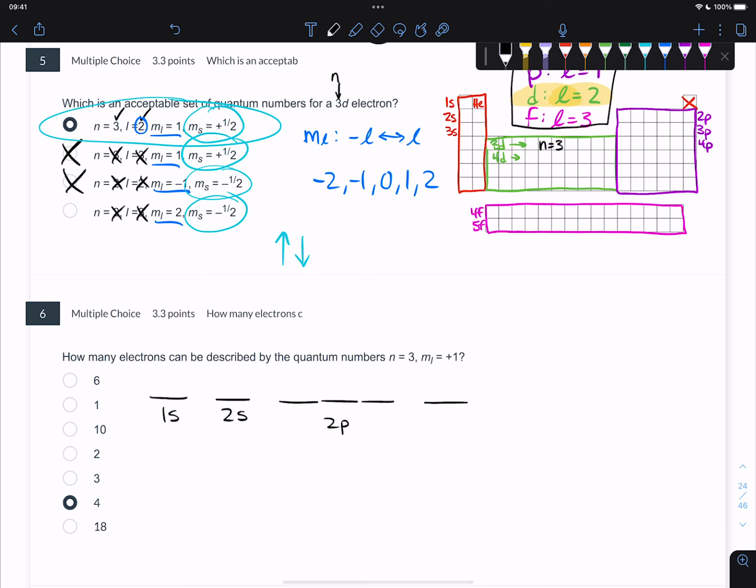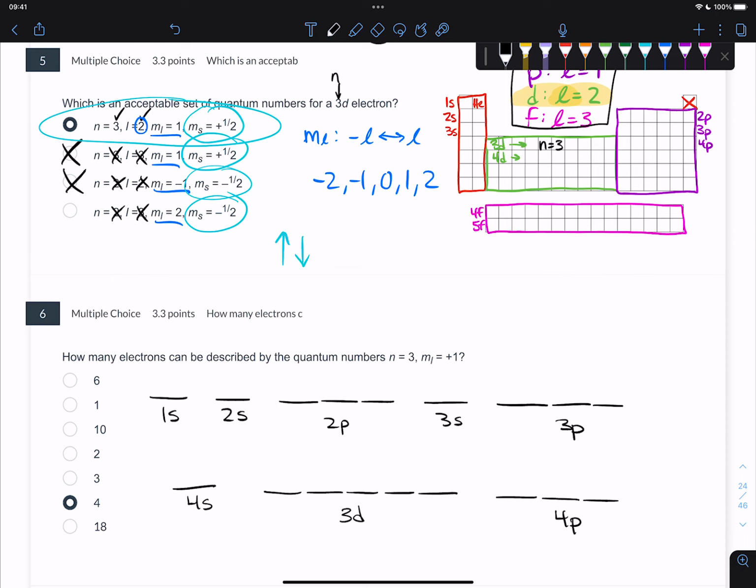And then you have 3s, 3p, you have 4s, then it drops down to 3d, so 1, 2, 3, 4, 5. Remember that d can hold up to 10 electrons, 2 per each of those orbitals. And then you pick up again with 4p, and that's all we need for this to figure out what's going on.